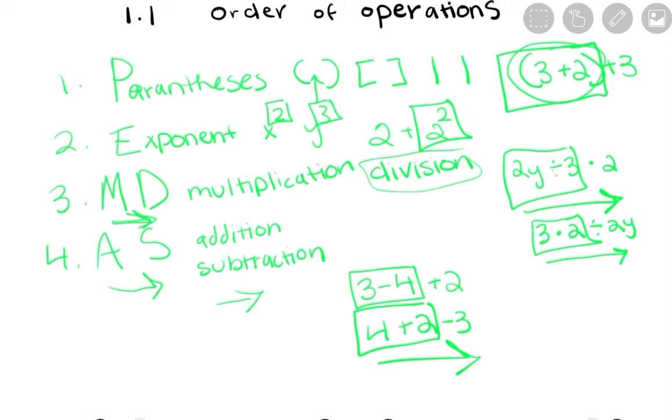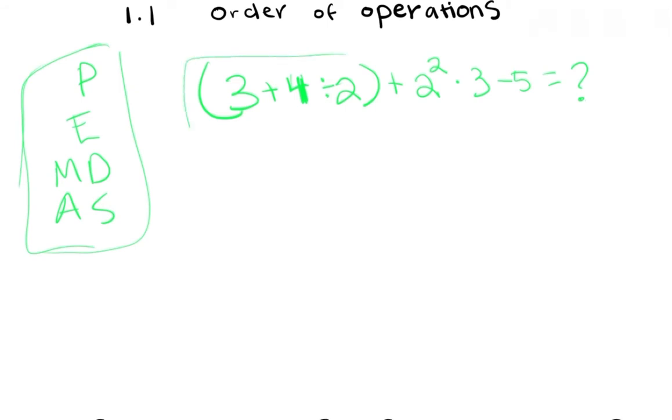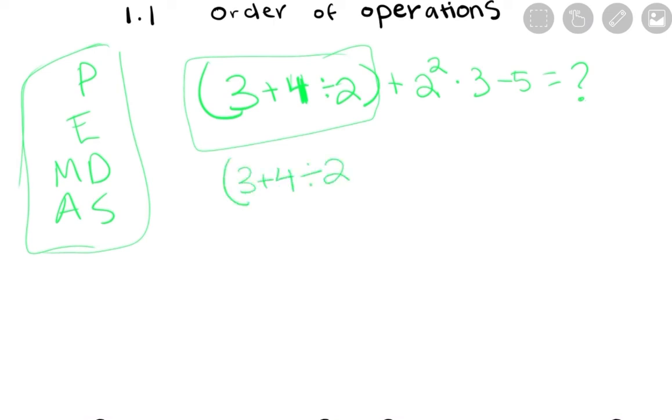Now let's try it in a problem. So we have an equation here and we're going to make sure we use our PEMDAS. First is parentheses. Now we have a parentheses here, so we're going to make sure that we do this first. In our parentheses it says 3 plus 4 divided by 2. Now we're going to treat this like another equation. So now we have to look back at the PEMDAS and do it inside the parentheses.